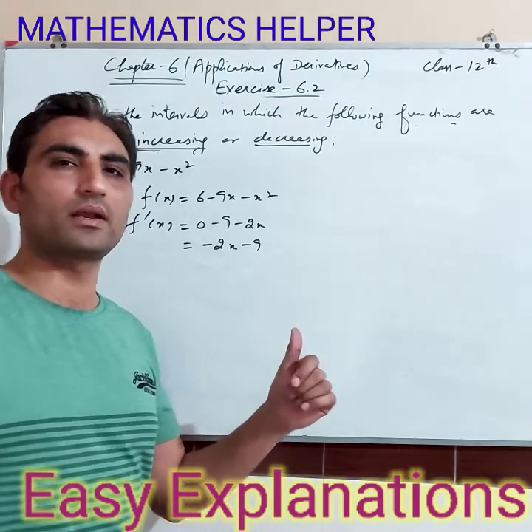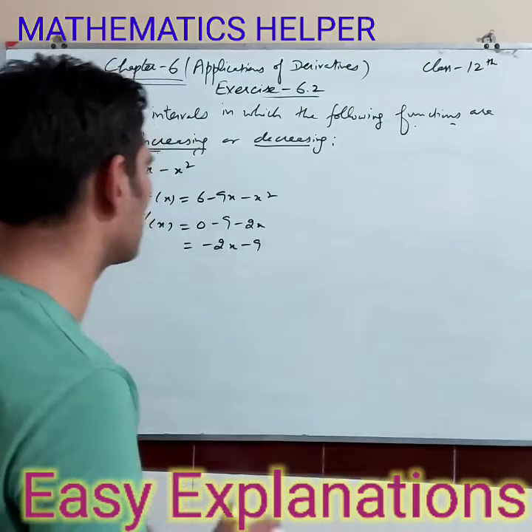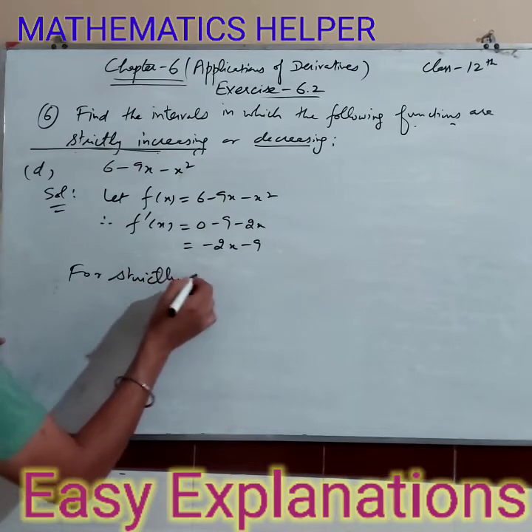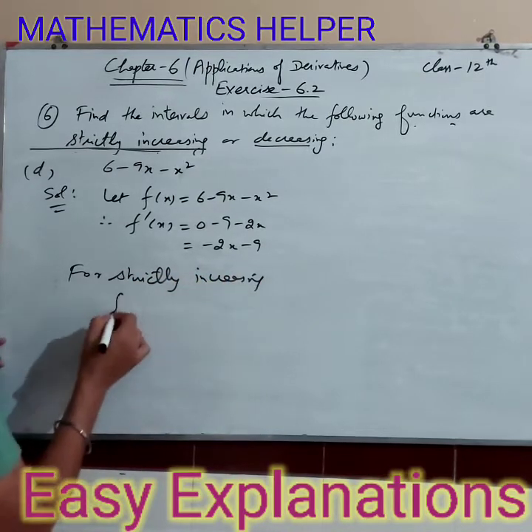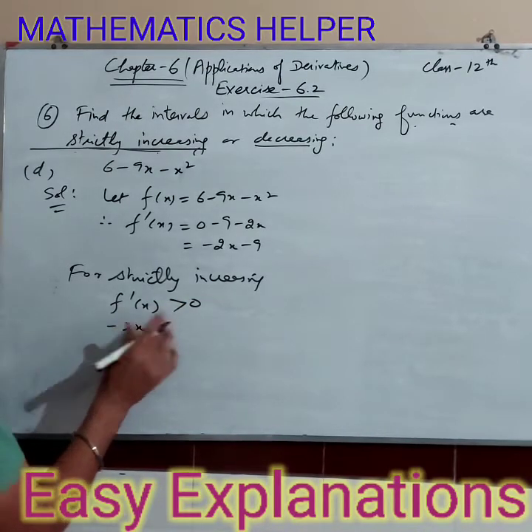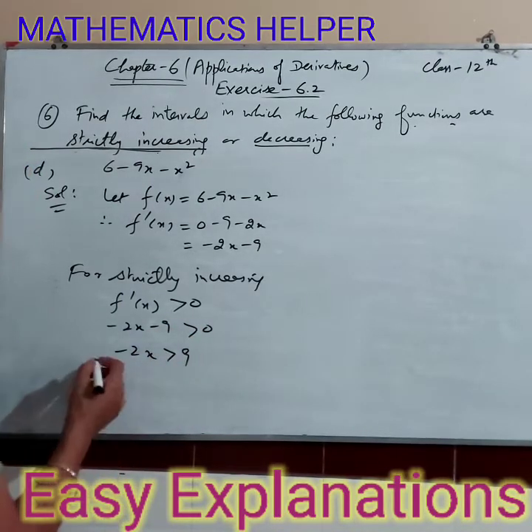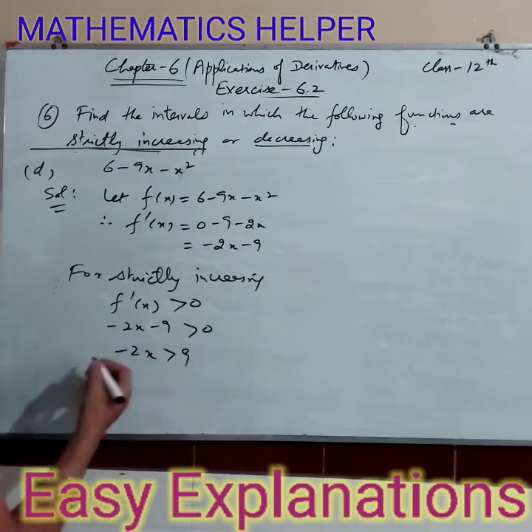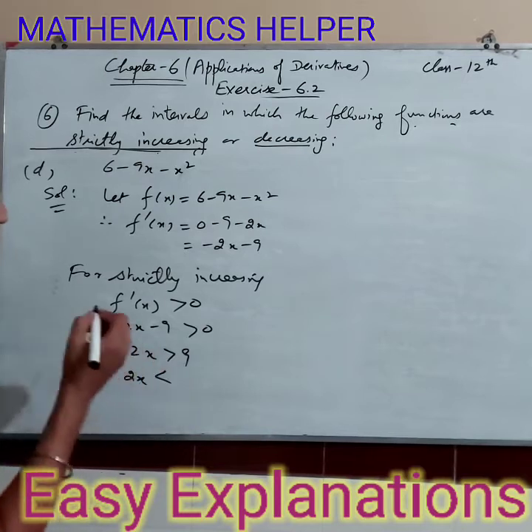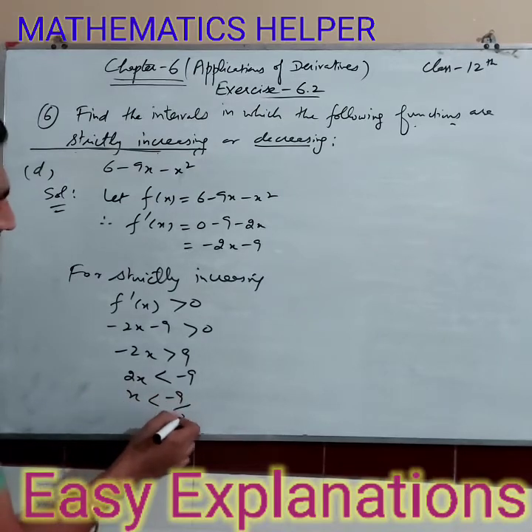Now it is linear, so we will prefer direct definitions. For increasing, f dash x is greater than 0; for decreasing, less than 0. So we will write that. For strictly increasing, f dash x should be greater than 0, or minus 2x minus 9 should be greater than 0, or minus 2x greater than 9. Directly we can't shift minus 2 there, we have to multiply first with minus 1. And when you multiply with minus 1, it will be 2x, and the sign will be less than minus 9, or x less than minus 9 over 2.